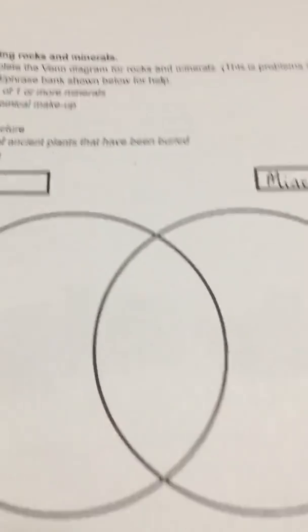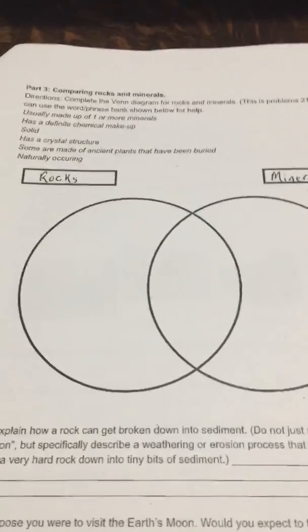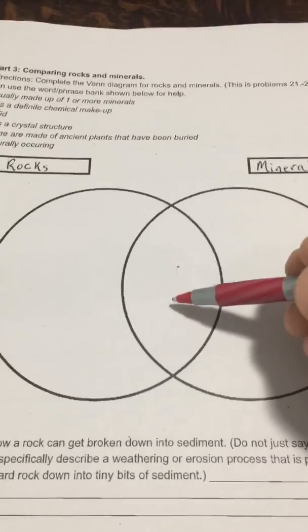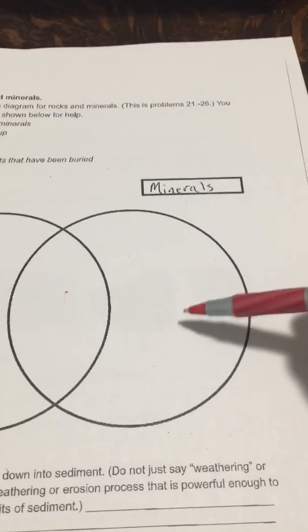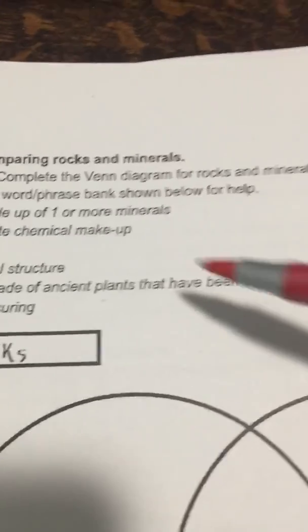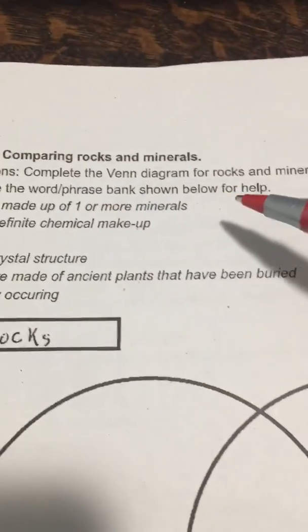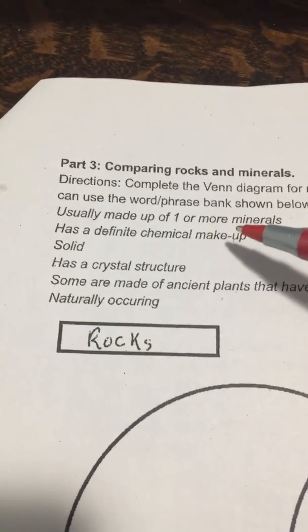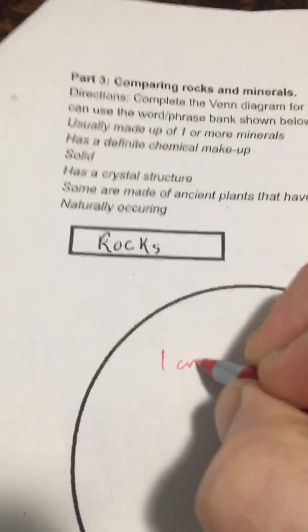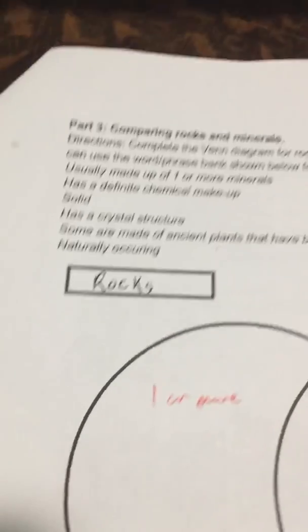The next page, you had a Venn diagram. So you have the similarities between rocks and minerals, and characteristics that are special to rocks and characteristics that are special to minerals. And I listed up at the top this word bank or word phrase bank that you could use for this. So usually made up of one or more minerals, that would be a rock. Rocks are one or more minerals.